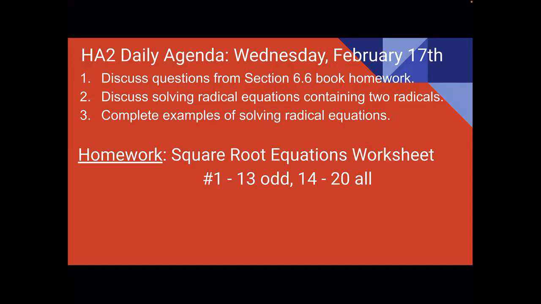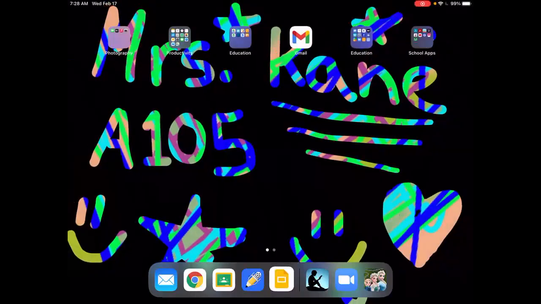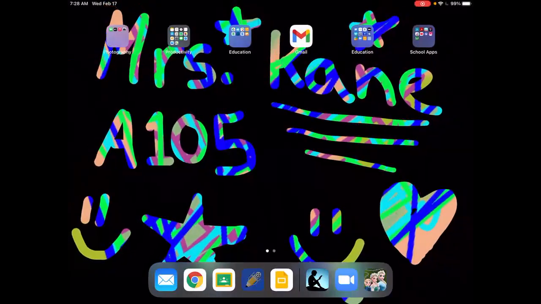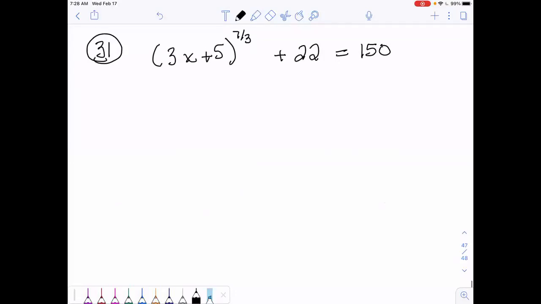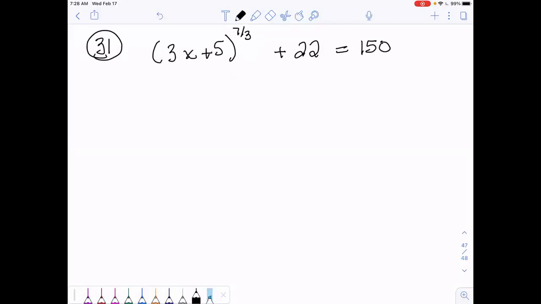So I'm going to start with number 31 from the homework, and then we're just going to go right into the notes. Looking at number 31, it's a good refresher to go over with the rational exponent in the equation. Yesterday, the homework was not only having radicals in the equation, but also rational exponents, because we know a rational exponent really can be switched to that radical form. So number 31, I thought was a nice one to look at.